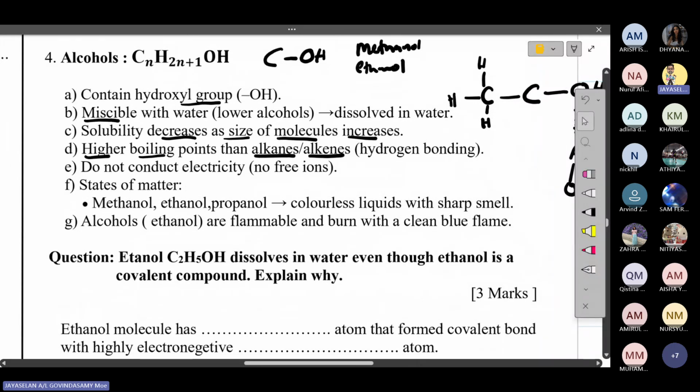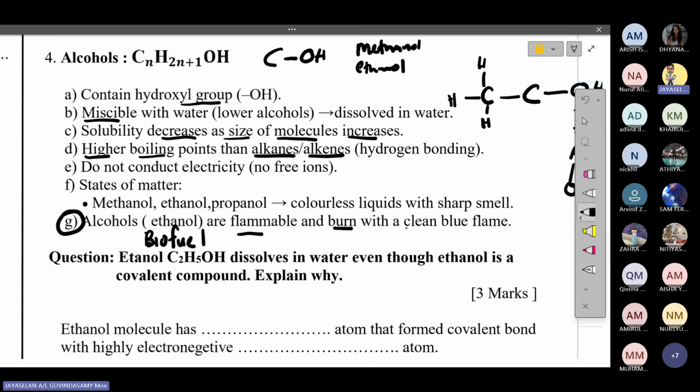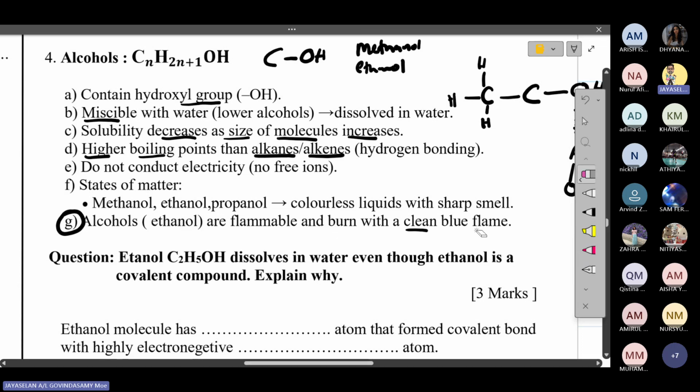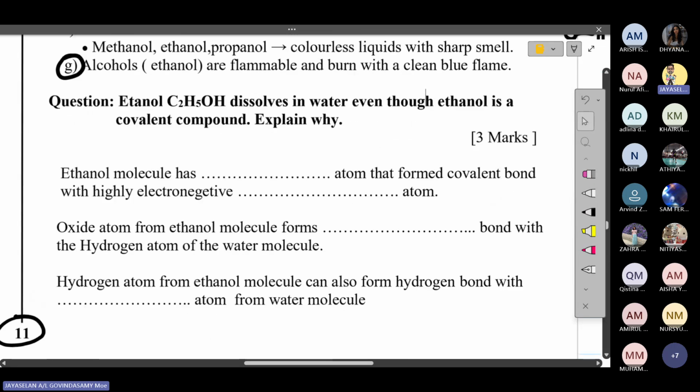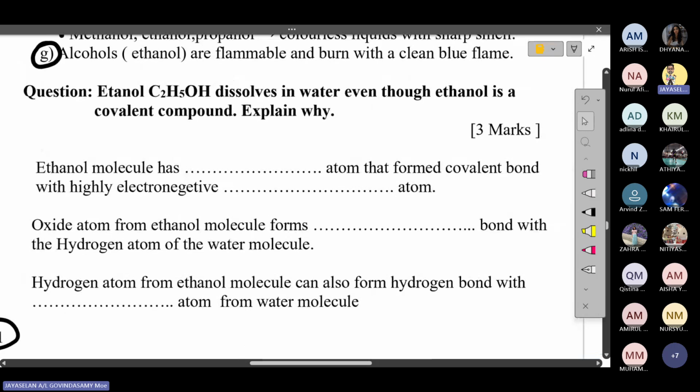Okay, most of them colorless liquid. Colorless liquid, wajib hafal point ni. They are used as biofuel. Okay, they are flammable, burn with clean blue flame. Okay, pernah keluar dalam trial paper. Later I show the question. Okay, must remember this. This is the one that came out in your midterm paper.